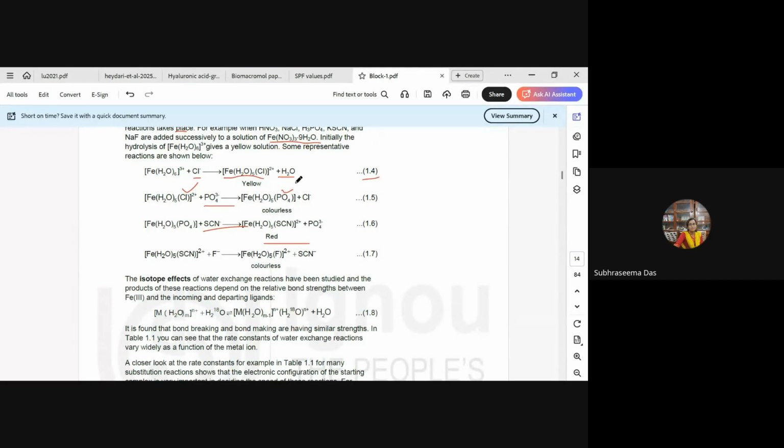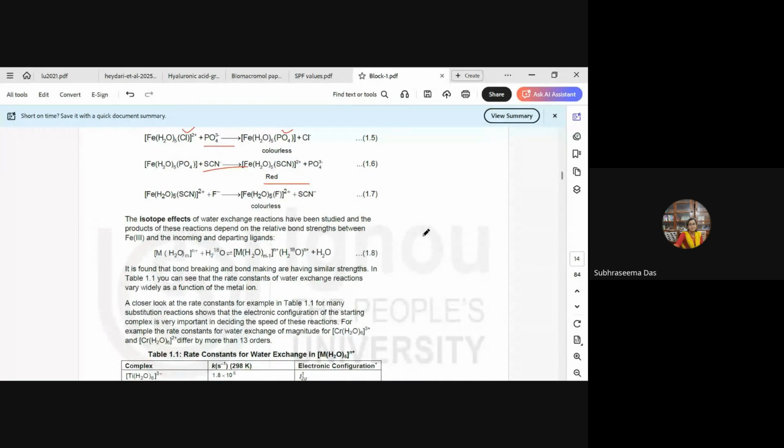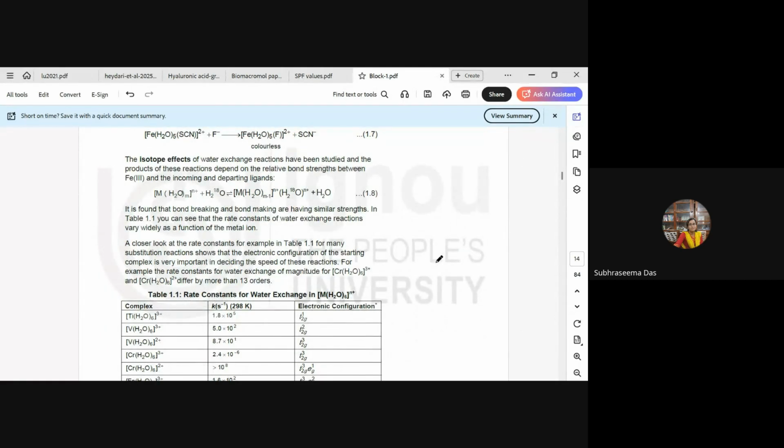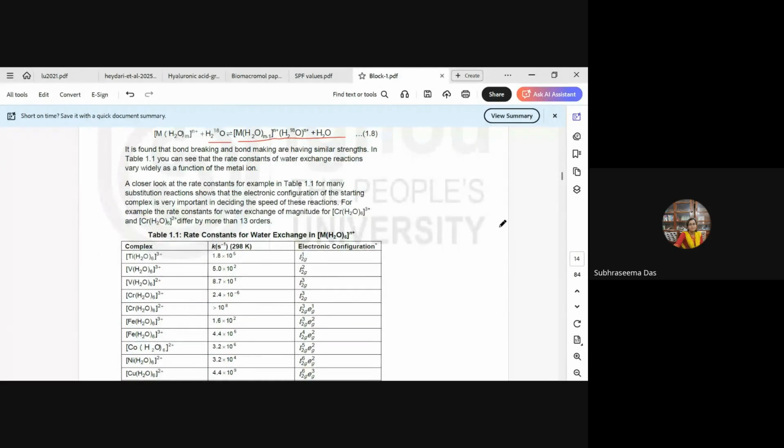The isotope effects of water exchange reactions have been studied, and the products of these reactions depend on the relative bond strengths between Fe³⁺ and the incoming and departing ligands. In the isotope effect studies, oxygen has been labeled, using the isotope of oxygen O-18, and this is how the relationship with bond strength has been found. If we look at table 1.1, we can see the rate constants for such water exchange reactions.